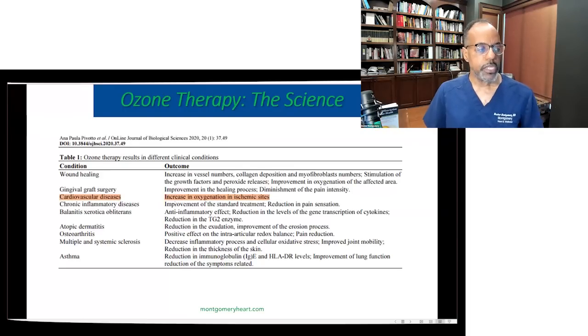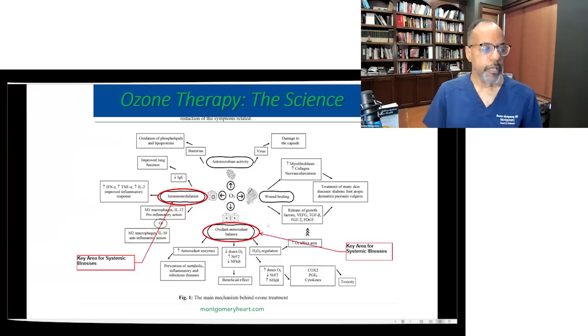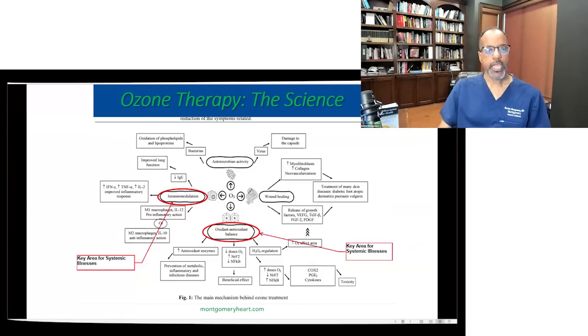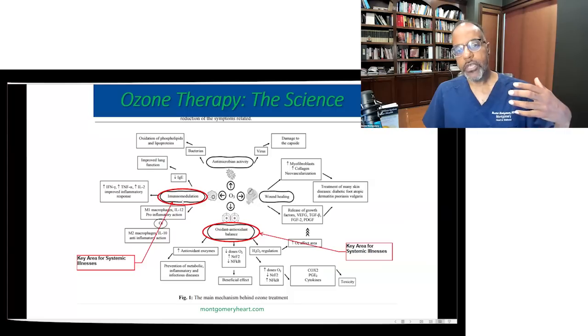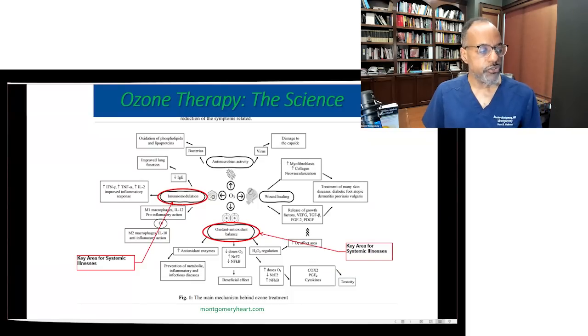Ozone therapy, ozone is a gas, O3, and it has the ability to increase oxygenation in ischemic sites. It does many things. Here's a complex slide that shows many benefits of ozone therapy. Key to heart failure is immunomodulation. Oftentimes, heart failure patients have an immune system that's in disarray, and essentially you get that inflammation under control, and you have improved cardiac function. There's an oxidative, antioxidative balance. So you have increased oxidative stress that's brought into balance with ozone therapy.